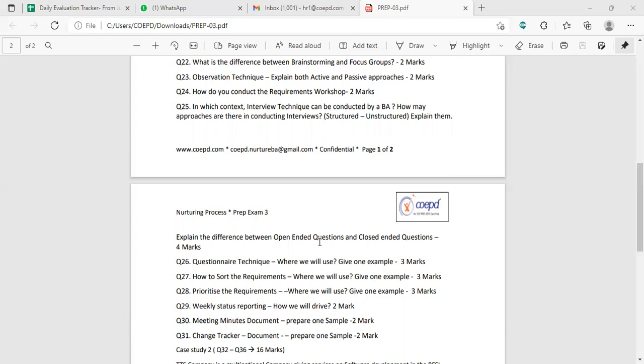Prioritize the requirements. Where will we use? Give an example. What is the technique for prioritizing the requirements? Moscow. So please explain what is Moscow, where we should use Moscow technique, and also give an example.